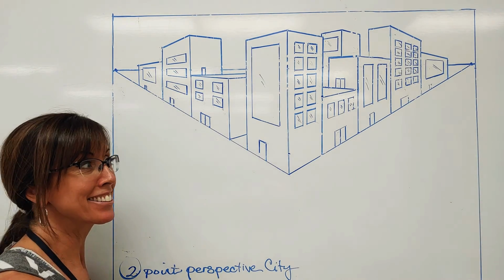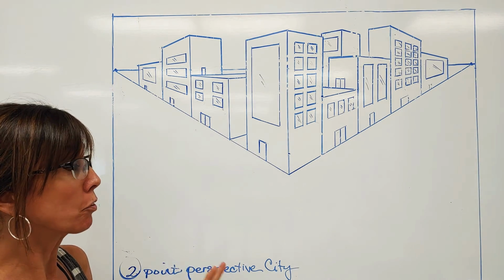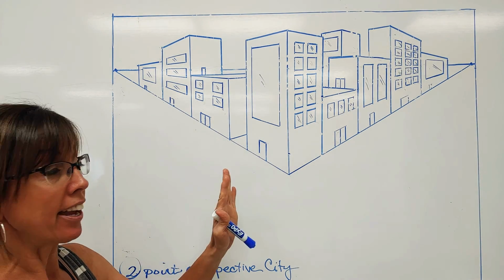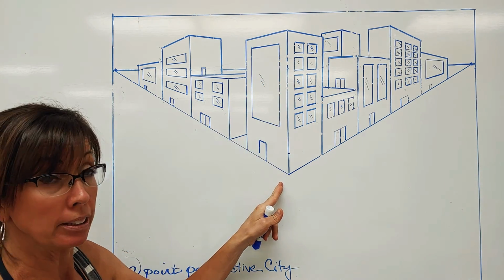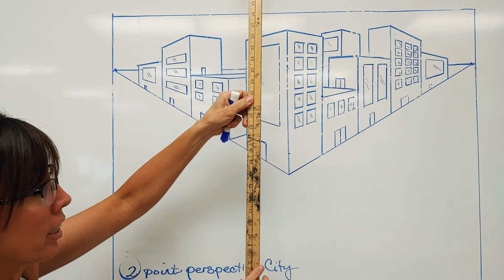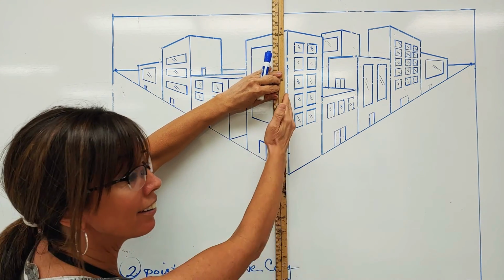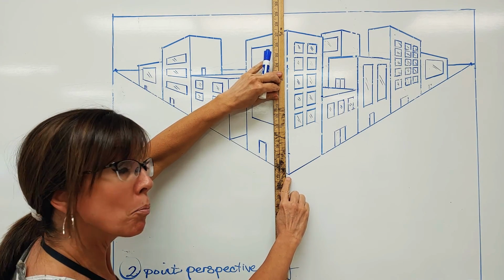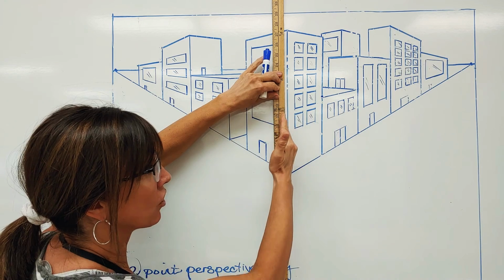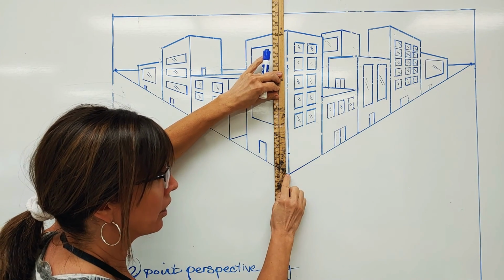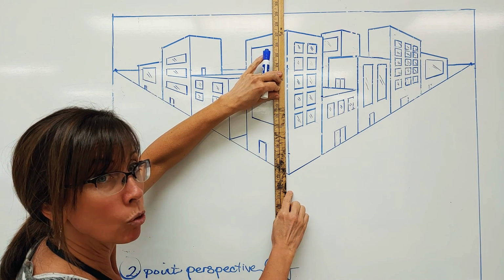Okay, it's time to add the sidewalks to our town here. What I'd like you to do for sidewalks, to start out, is find the center line of the center building, and put a straight edge up against it, so you're all lined up with that. Go to the very bottom point of that building, and keeping your straight edge lined up with that center line, from that point, you're going to jump down maybe an inch or so.